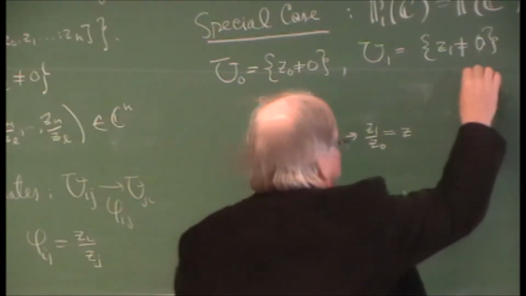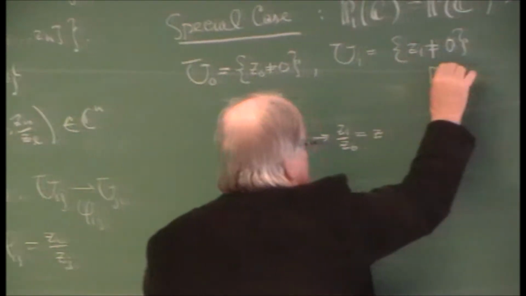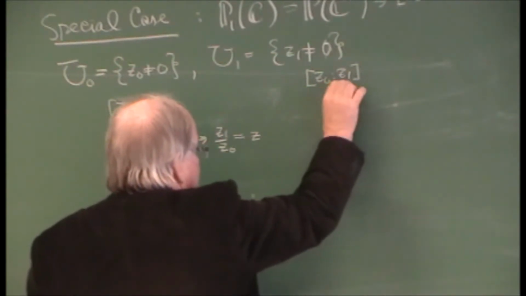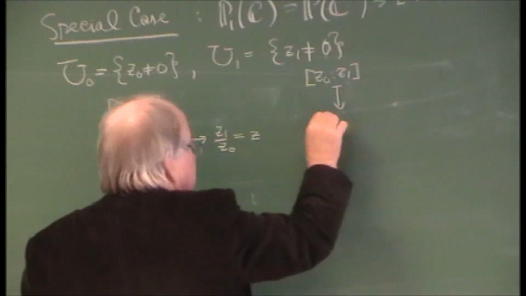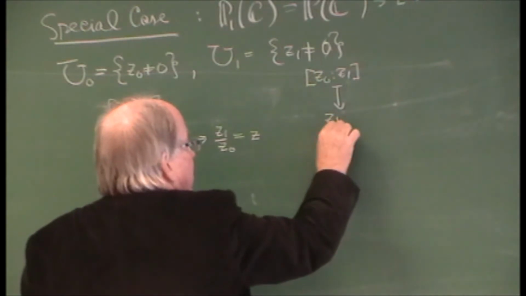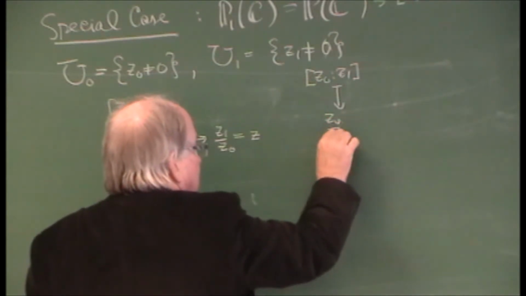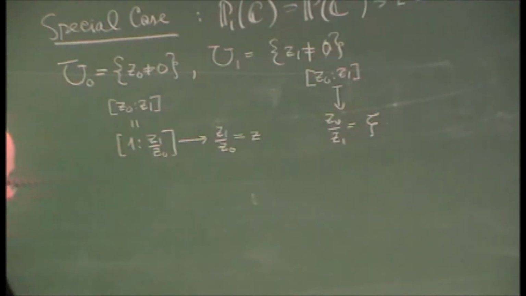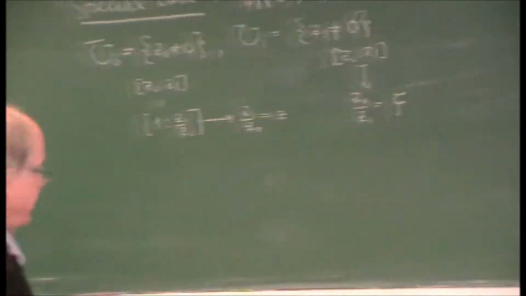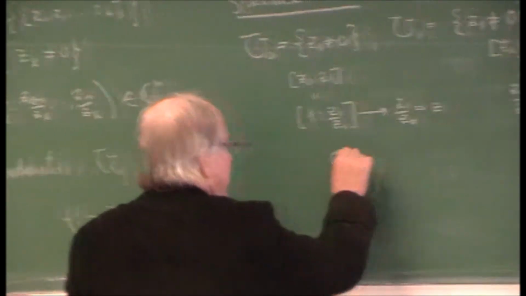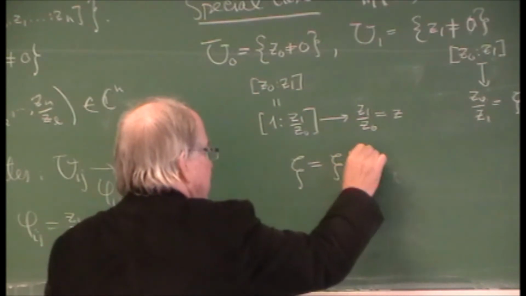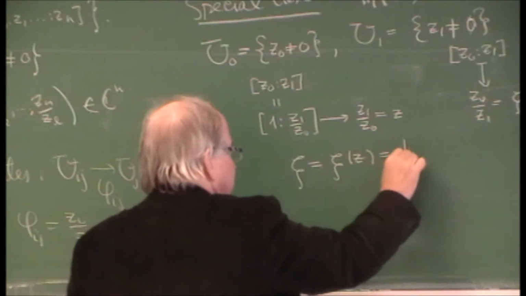And here, if we take one, then we know Z1 is not equal to 0, so we can divide by that and go to Z1, Z0 over Z1. Maybe we call this coordinate zeta. And the change of coordinates, obviously, how do you go from Z to zeta? Zeta as a function of Z is 1 over Z.